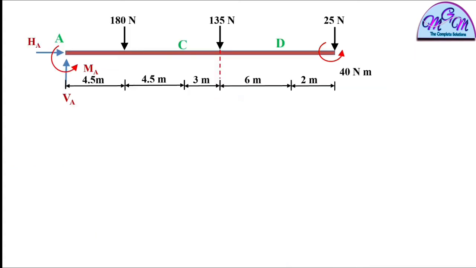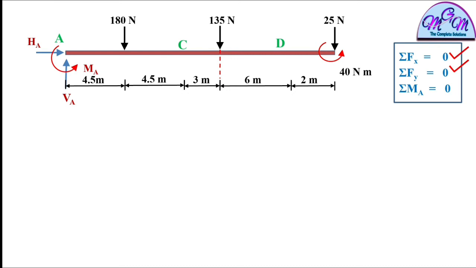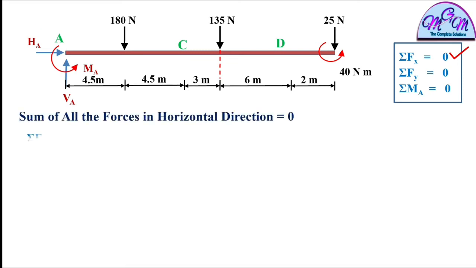Now you have to write the three equilibrium equations for the concurrent force system: summation of Fx equals 0, summation of Fy equals 0, and summation of moment equals 0. So first we will write the equation summation of Fx equals 0. Here you can see there is only one force HA acting on the beam in horizontal direction. So its equation will be summation of Fx equals 0, HA equals 0.